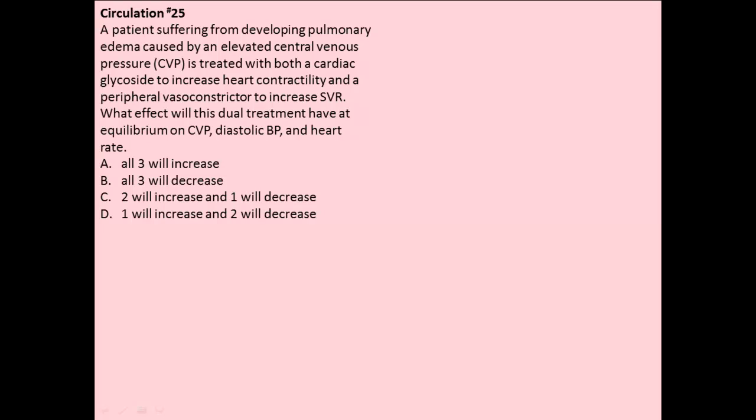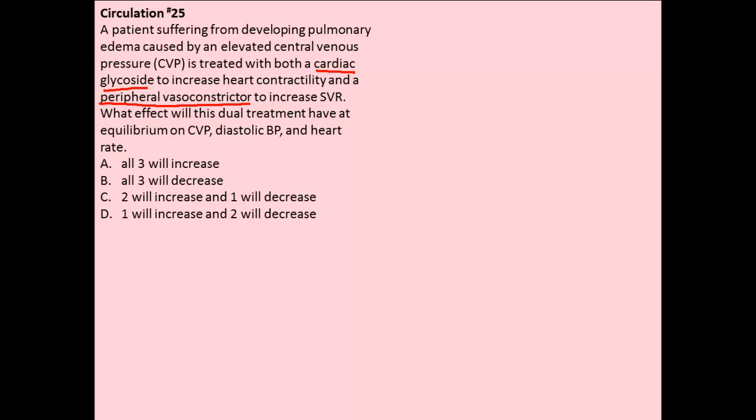Okay, so for today we're going to be looking at number 25 in the circulation problem set. This is a complicated situation where a patient has pulmonary edema and we're treating them with two different drugs: a cardiac glycoside, which it tells us will increase the heart contractility, and also a peripheral vasoconstrictor, which will increase the systemic vascular resistance. And so we're asked what effect this dual treatment would have on three different factors: our CVP, our diastolic blood pressure, and also our heart rate.